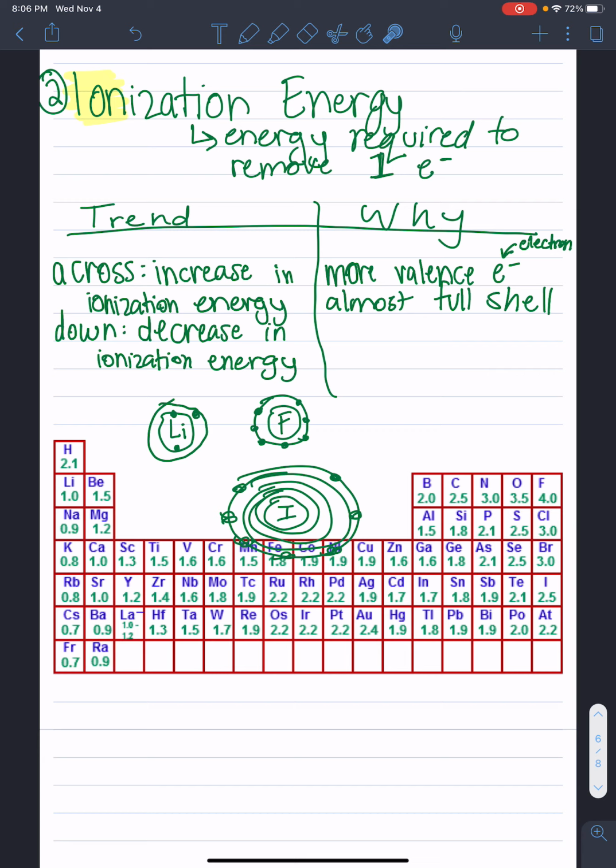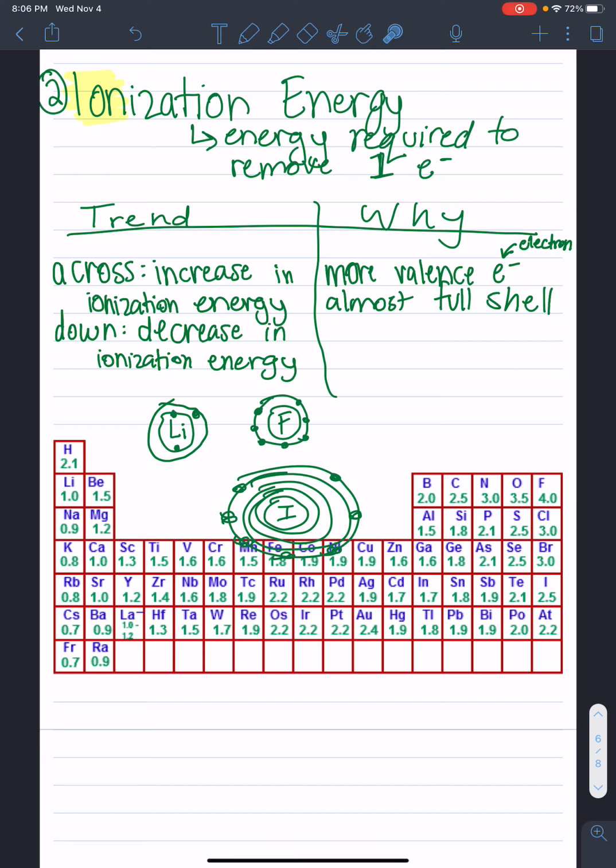And that's because you'll notice here, F, these electrons are very close to the positive center. I, these electrons are way out here. We've added these extra rings, and so they're very far away. And so these electrons are going to be able to be pulled off easier because they're further away from the positive center. Whereas with F, they're very close to the positive center.